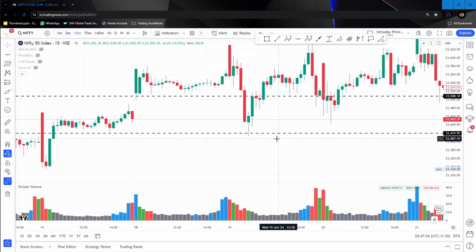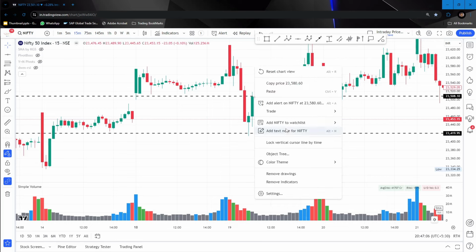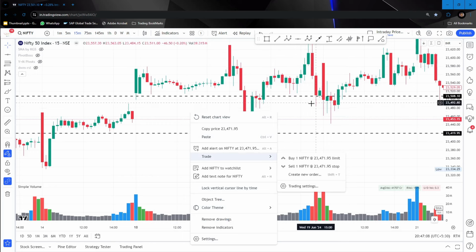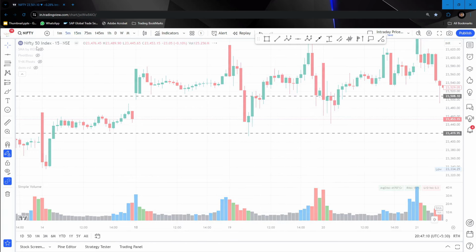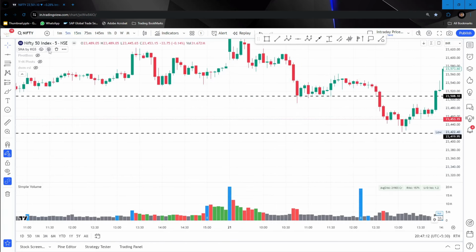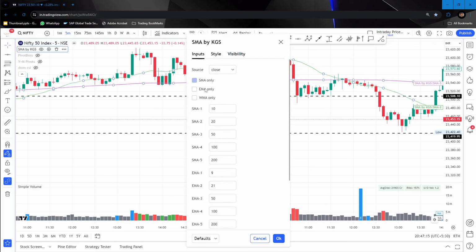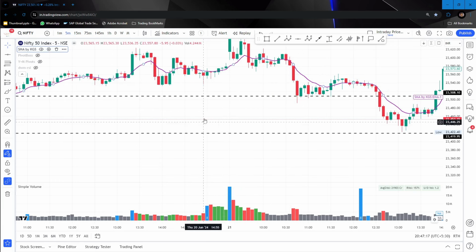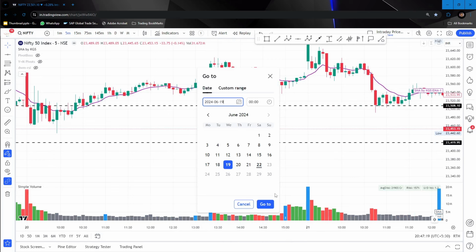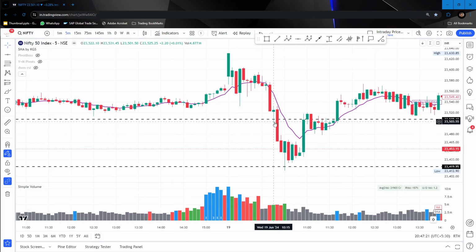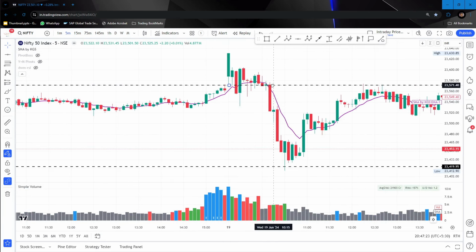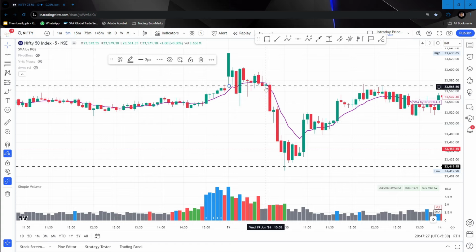Or if you feel, no, I don't want to do this, then what you have to do is go to 5 minutes and activate moving average. In moving average, go to EMA 9. Okay, EMA 9, you have to go to here. So where are you entering? You are entering at this point, 23,565. That should be here. Okay, somewhere. Okay, 23,565 you are entering.